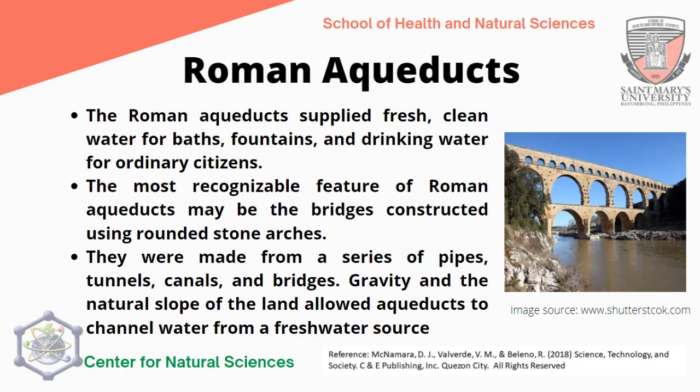Roman aqueducts. The Roman aqueducts supplied fresh, clean water for baths, fountains, and drinking water for ordinary citizens. So it's just like transport of water. The most recognizable feature of Roman aqueducts may be bridges constructed using round stone arches. They were made from a series of pipes, tunnels, canals, and bridges. Gravity and the natural slope of the land allowed aqueducts to channel water from a fresh water source.